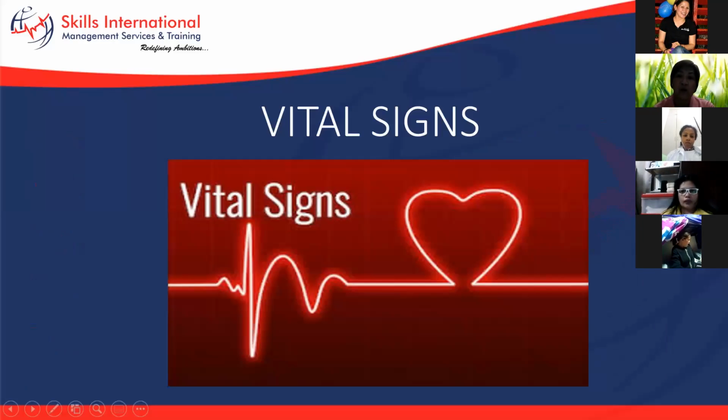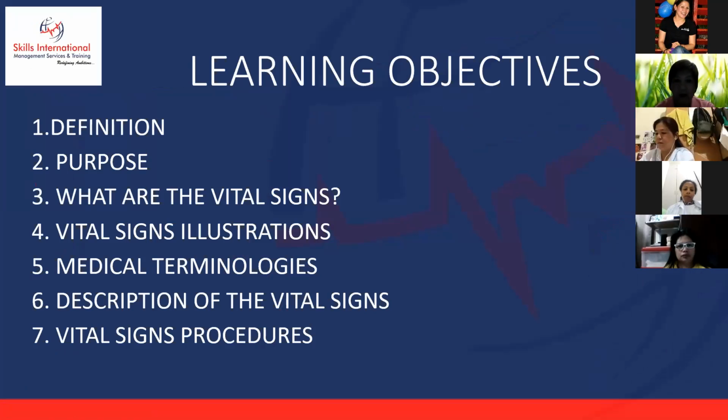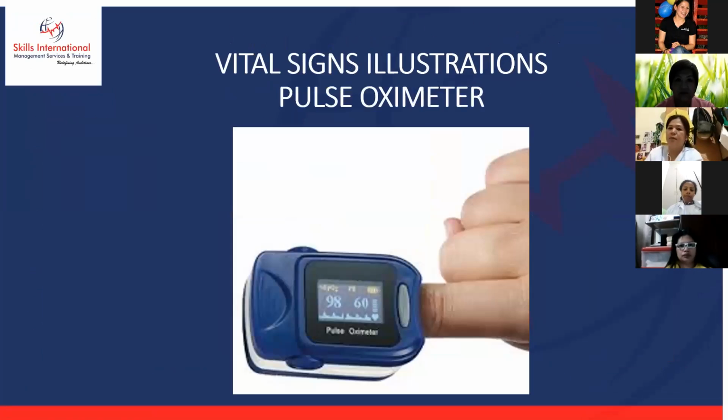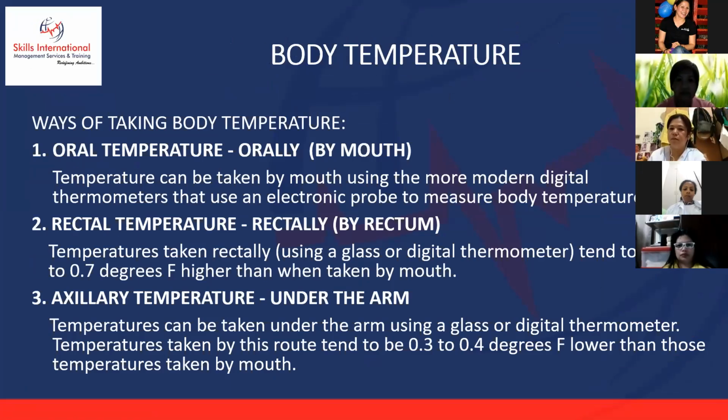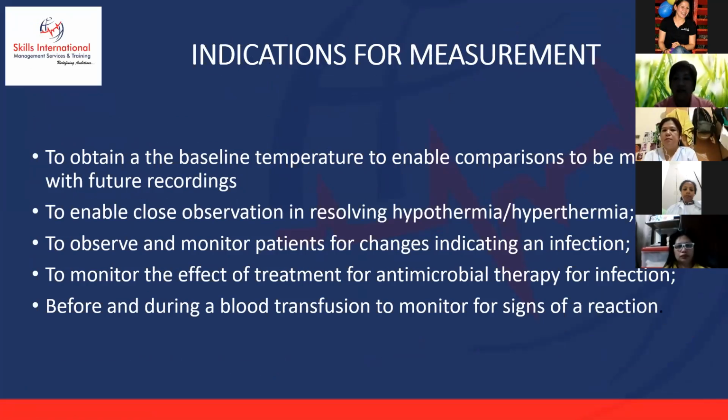So, okay, going forward to the indications of the body temperature. Why do we need to take the body temperature? Okay, so as I said, number 3, it is to observe and monitor patients' changes indicating an infection. The number 4 is to monitor the effect of treatment for antimicrobial therapy, which I already discussed with you. And the last one, before and during a blood transfusion, to monitor for signs of reaction.